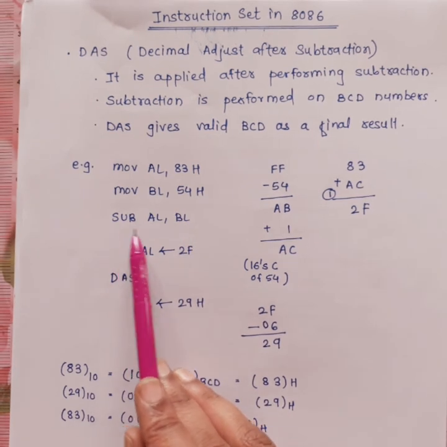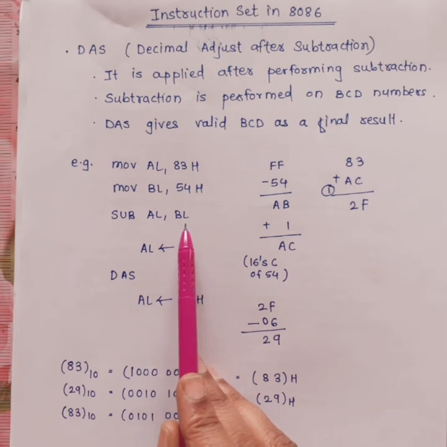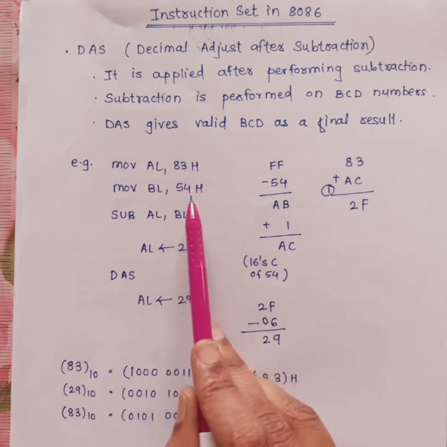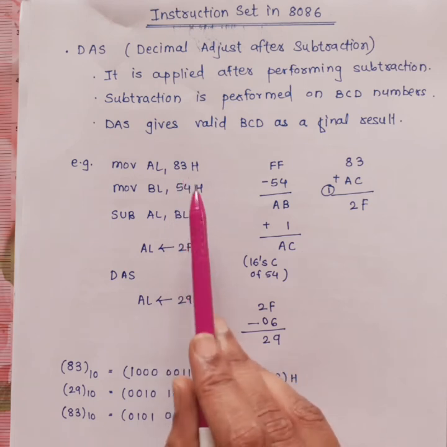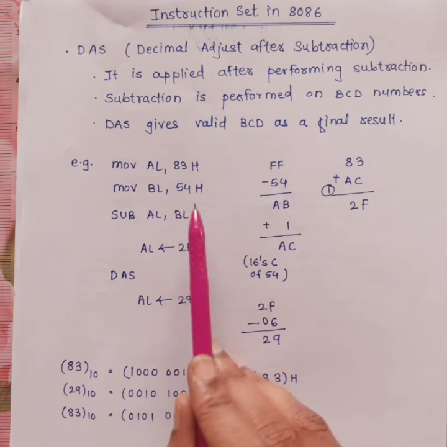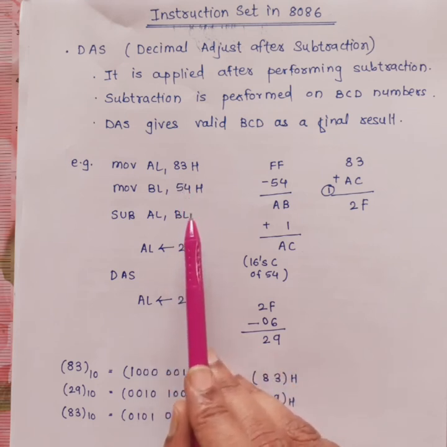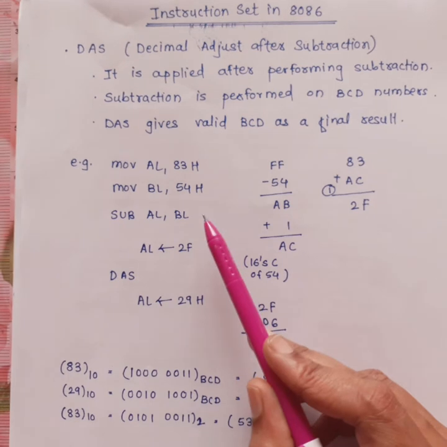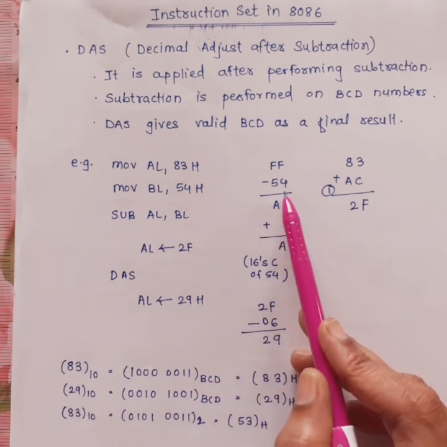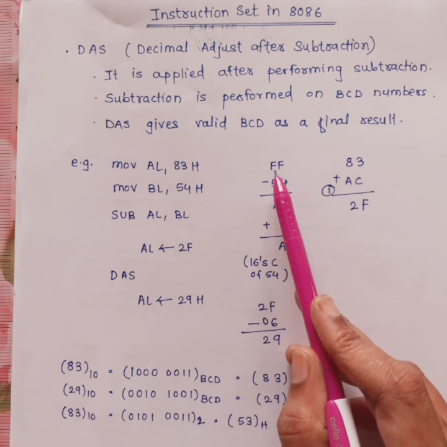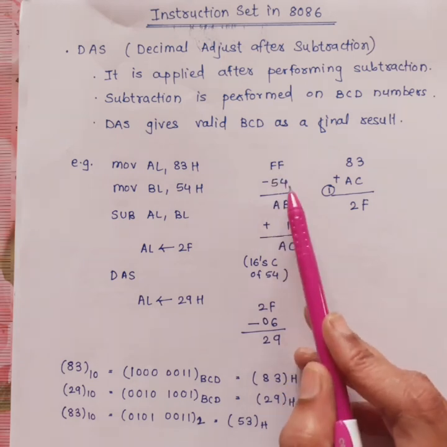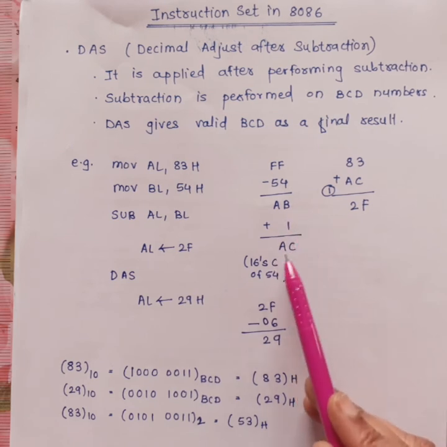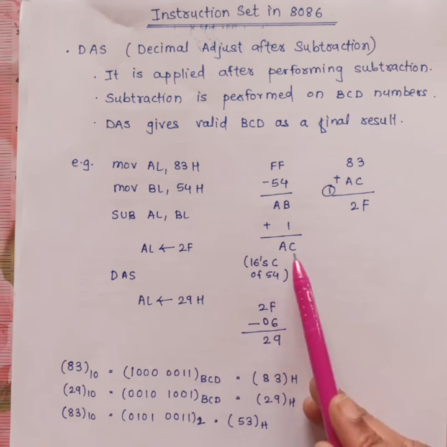On application of the subtraction command SUB AL, BL, the contents of BL are going to be subtracted from AL. Here AL, 83, is the minuend and 54 is the subtrahend. For us these are BCD values, but the processor assumes that these values are in hexadecimal form and performs the subtraction by using 16's complement. So we need to calculate the 16's complement of the subtrahend, that is 54, which is 2 digits long, so it is subtracted from F used twice. So FF minus 54 results in AB. On addition of 1 to this, it gives the 16's complement of 54, which is AC.